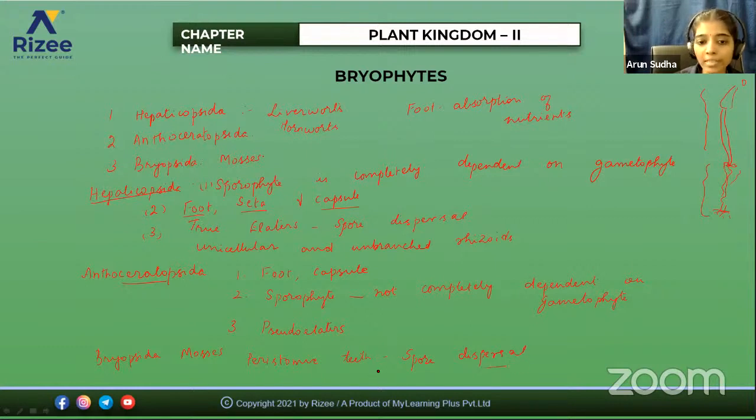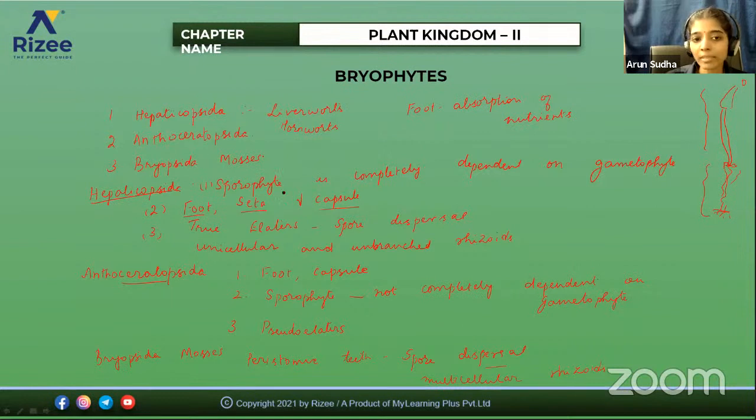And one more difference here is they have multicellular rhizoids. So these are the three classes that come under Bryophytes. That is Hepaticopsida, the example liverworts, Anthocerotopsida, hornworts, and Bryopsida, mosses.